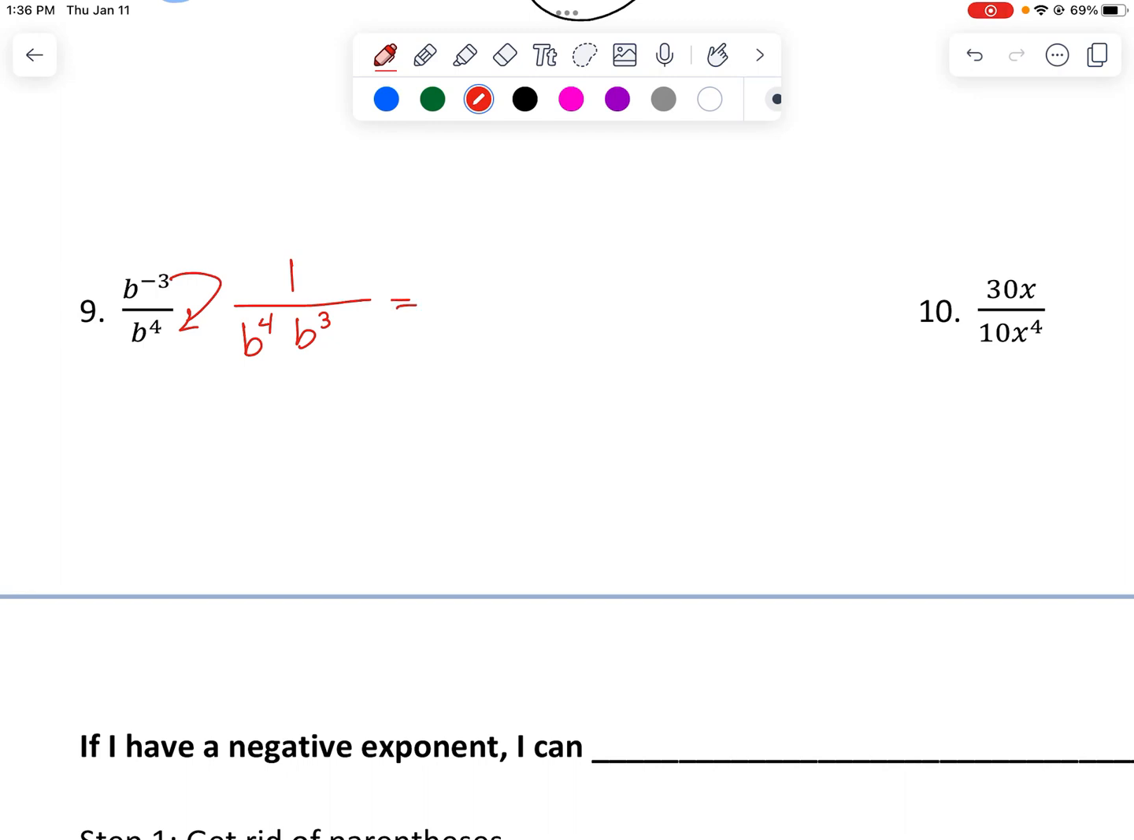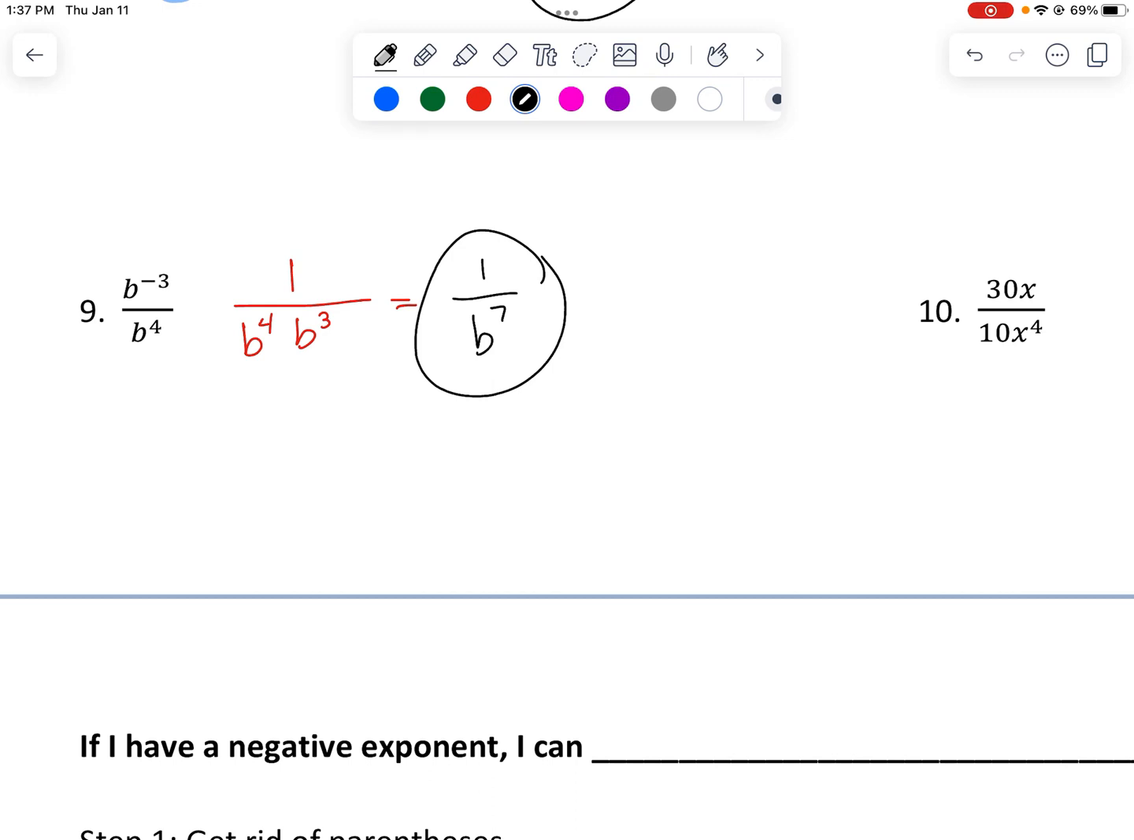And now what's interesting about this question is it went from a subtraction problem to an addition problem. Because now I see multiplying, so I have to add these exponents. 4 plus 3 is b to the 7th.